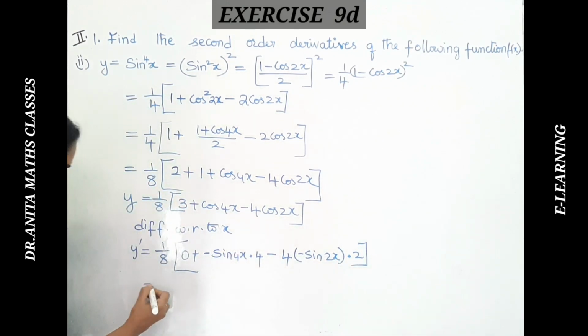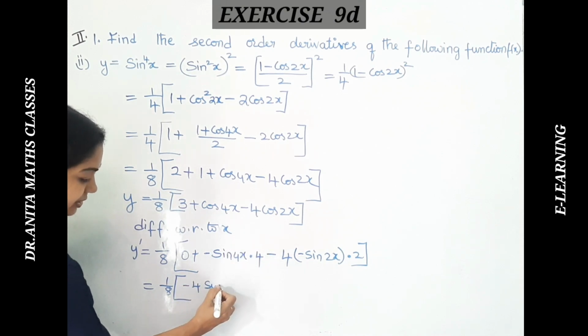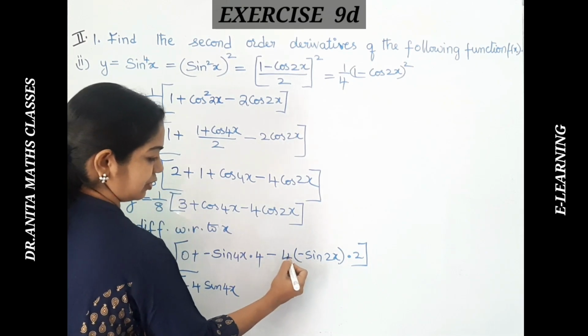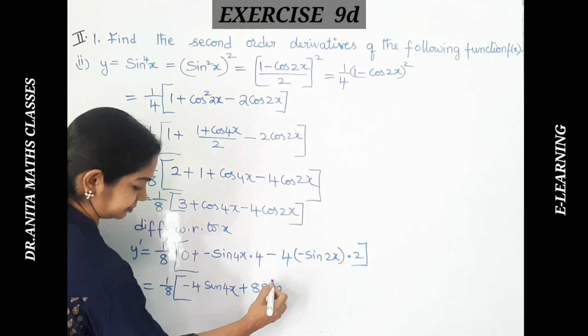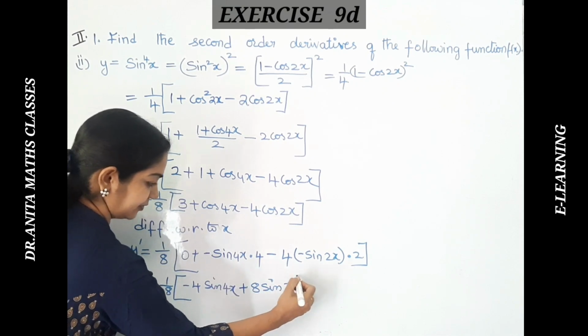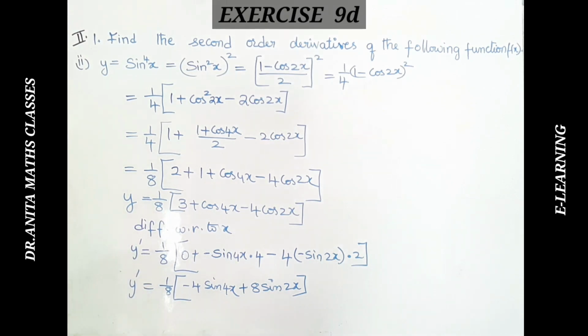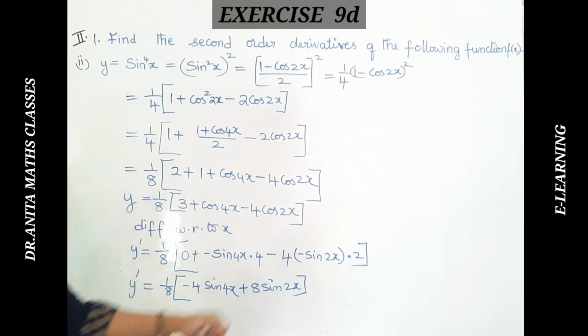So finally what we get: 1 by 8 here. So this becomes minus 4 sine 4x. Okay, this we will simplify. Minus minus plus, 4 twos are 8, plus 8 sine 2x. So this is only the first derivative. Right. Minus 4 sine 4x, yes, this one, and minus into minus plus.